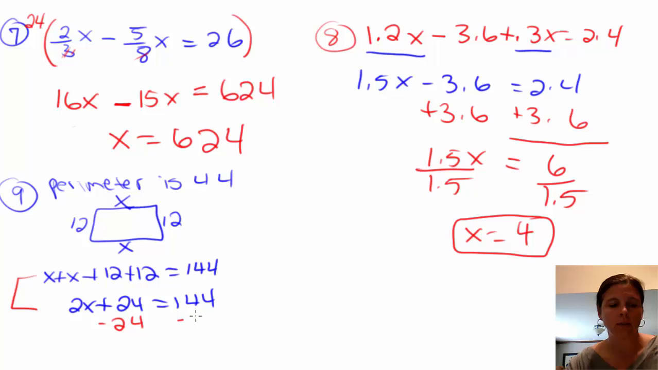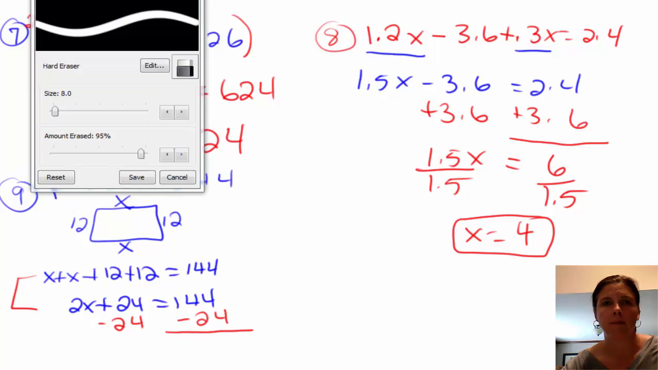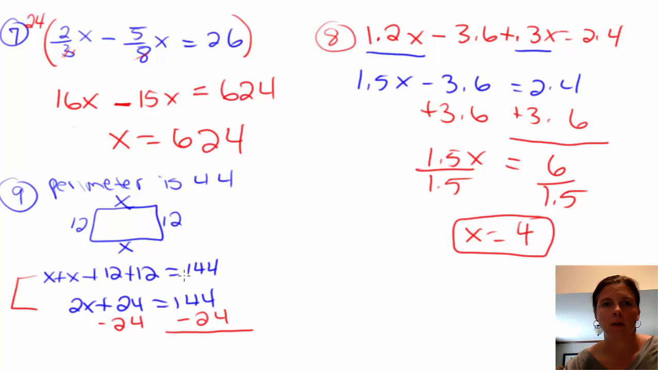Subtract 24, subtract 24. I wrote that wrong. I'm sorry, I wrote 144 right here. It's just supposed to be 44. I'm sorry, I was really confused there for a second. Hold on, let me get my eraser here. Here we go. Okay, this is just supposed to be 44. There we go. I was really confused there for a minute.